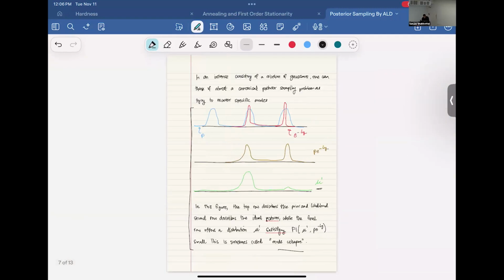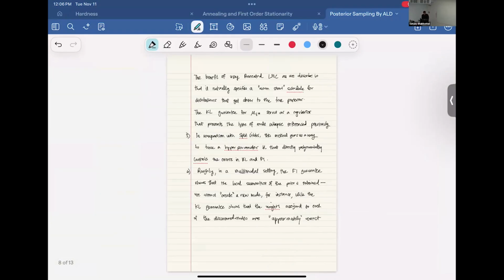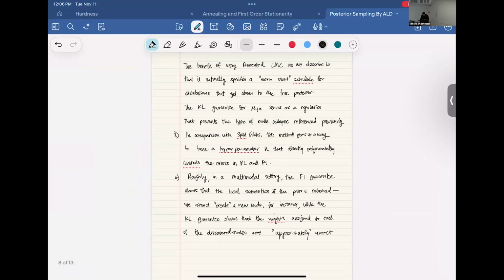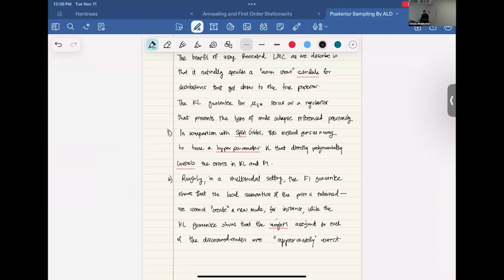Which is the thing that prevents this kind of collapse, because mu t star in this setting would be a mixture of these two modes, and because you have a KL guarantee for that, you actually know that you do have mass on both of them. In combination with the Fisher divergence guarantee, that is the thing that gets you some weaker notion of posterior sampling.